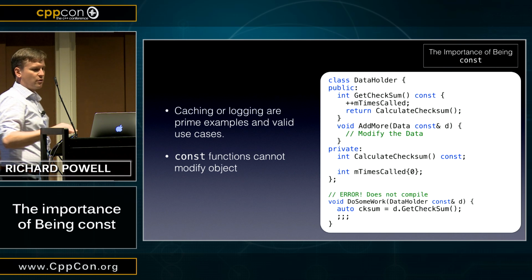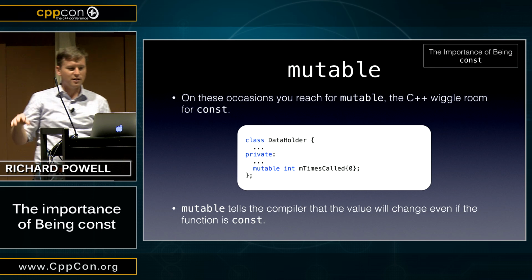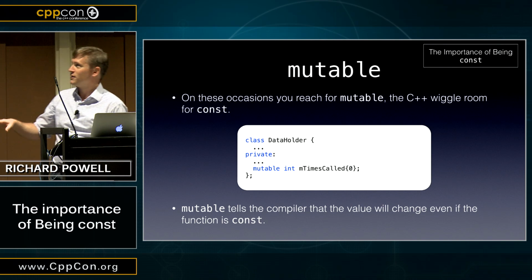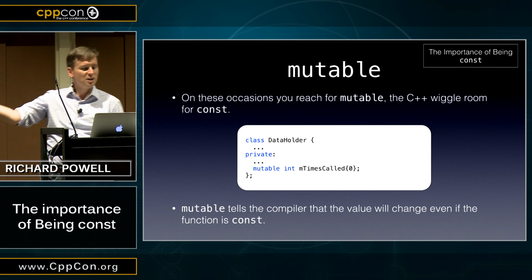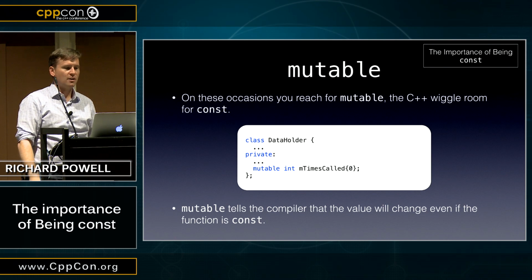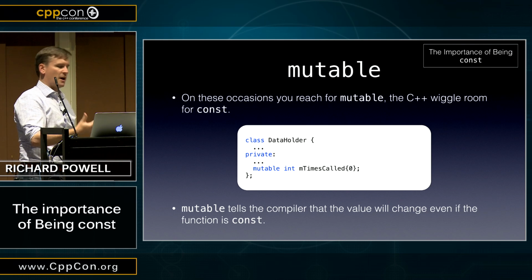This is when you would reach for mutable. It's the oops of the const world. It's the I really did want to modify my data member. It's kind of a C++ wiggle room. So mutable tells the compiler that the value will change even if the function is const. So I can go ahead and do that.